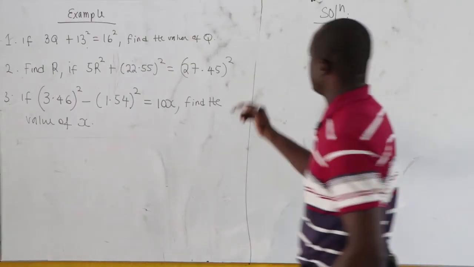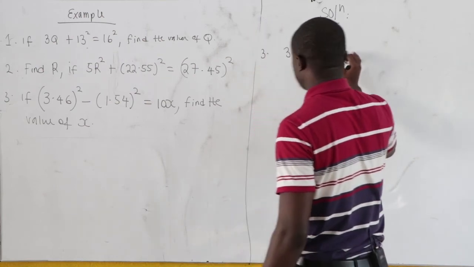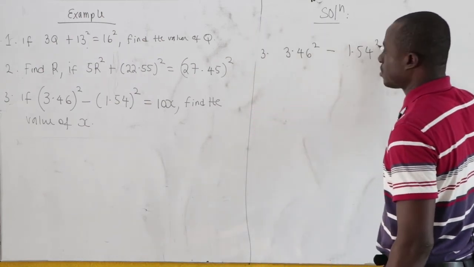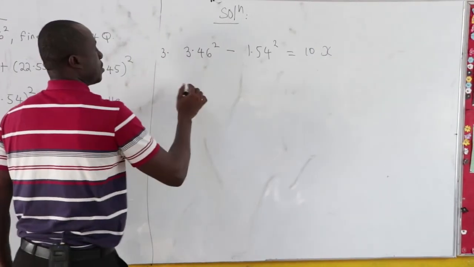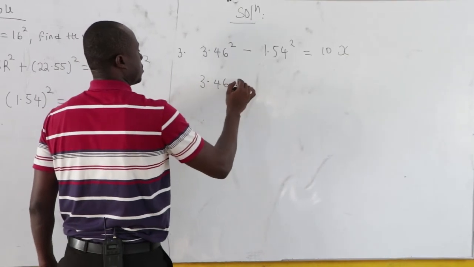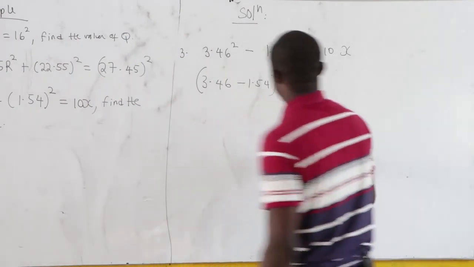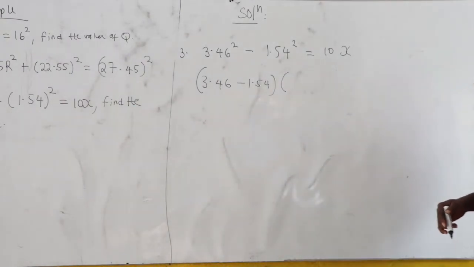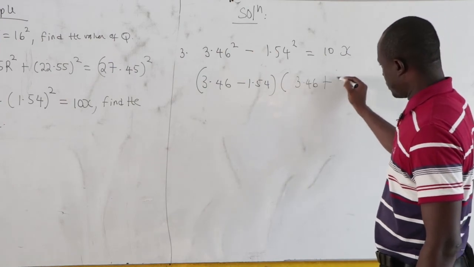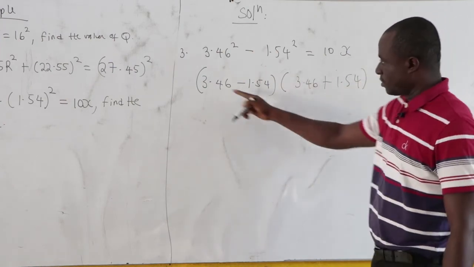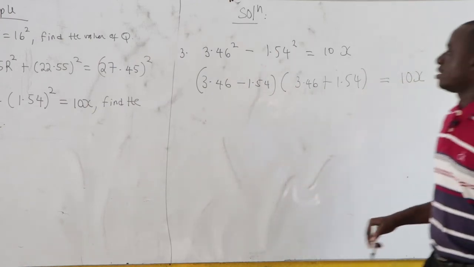Now let's see the third one, which is also a past question. We have 3.46 all square minus 1.54 all square equal to 10x. Now this is the difference of two squares. So this is just 3.46 minus 1.54, and then 3.46 plus 1.54. A minus B, A plus B. And this is equal to 10x.